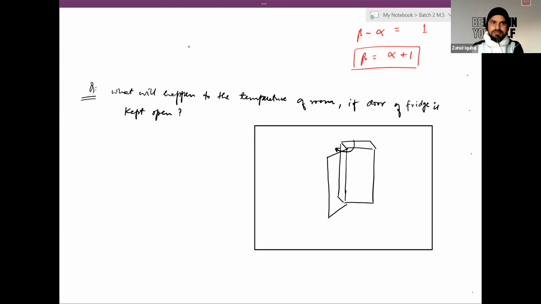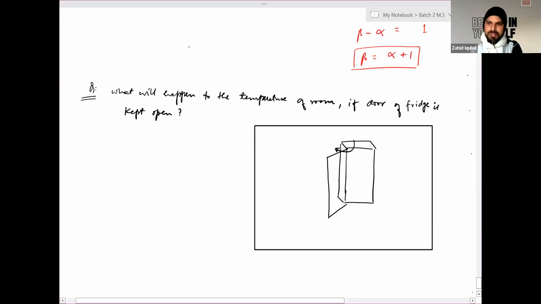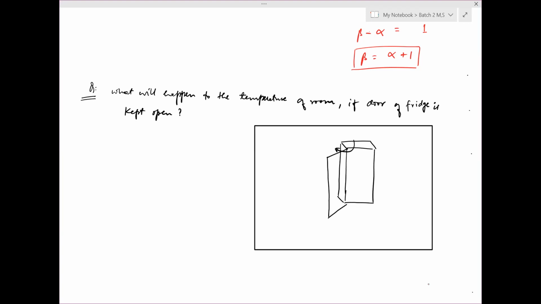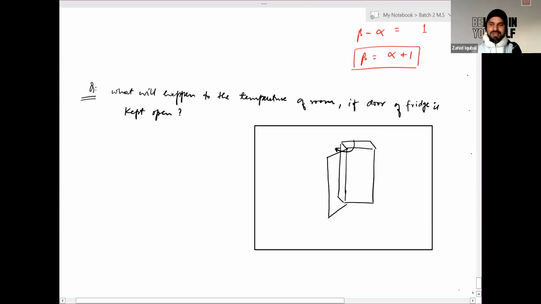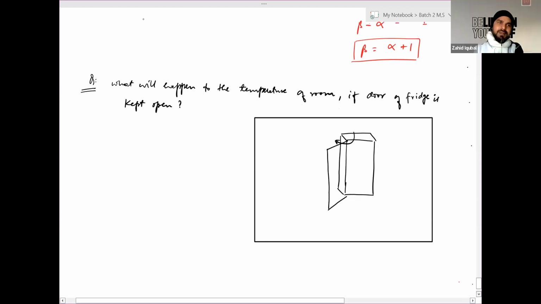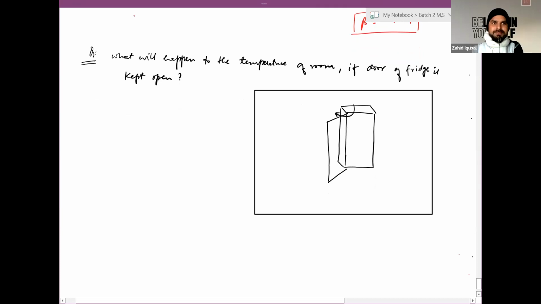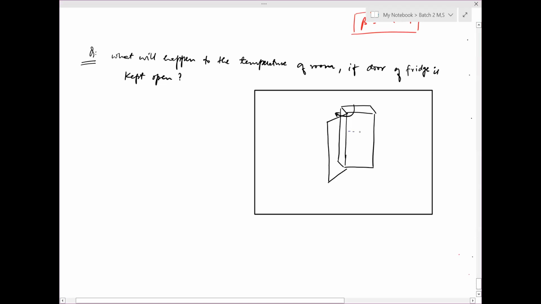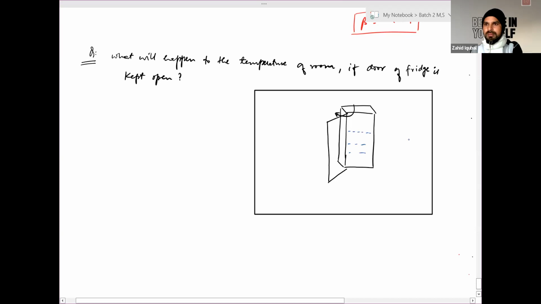Samira, will the temperature increase or decrease? Decrease. Okay, let me explain it. It will increase. If you open the door of the fridge, this compartment and this entire room become a common system. Is it clear?